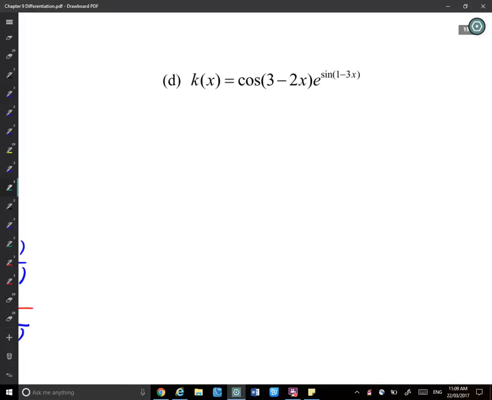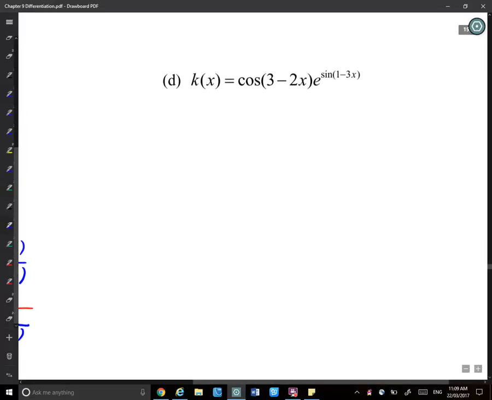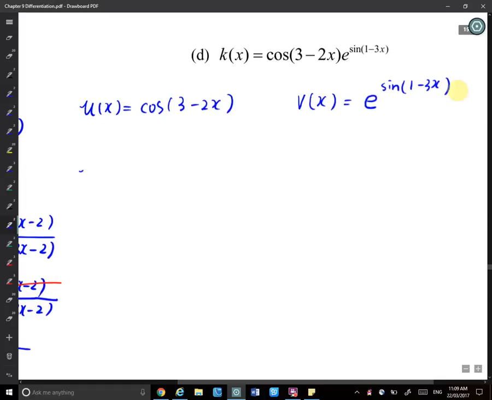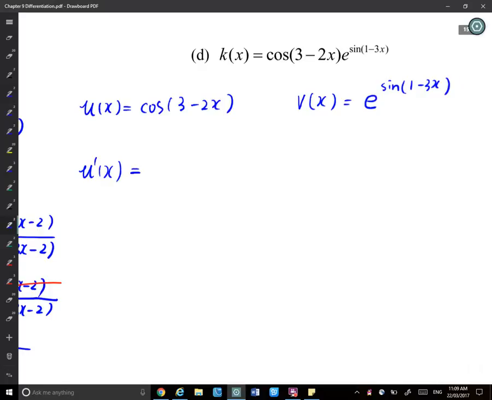Okay, exercise D. k(x) equals some function times some function. Let's say we have u(x) is cos(3 minus 2x). And we have v(x). v(x) is e to the power of sin(1 minus 3x). The derivative for v(x) will be tricky. So let's look at u'(x) first. So what is u'(x), everyone? Tell me the answer.